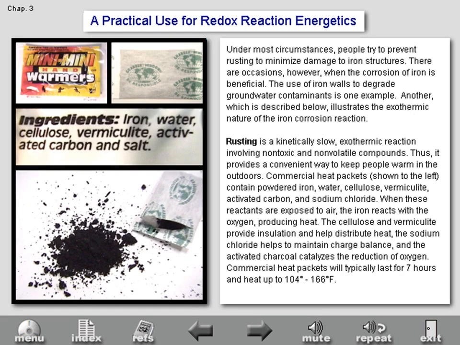As an example of a redox reaction, we've used the corrosion and rusting of iron several times in this chapter. While we normally try to inhibit the corrosion of iron to minimize damage to iron structures, there are some beneficial uses for this reaction. The iron-permeable reactive barrier is probably the most important example. Another interesting example is the use of corrosion to generate heat in small hand warmers that are used by skiers, sports fans, and others.